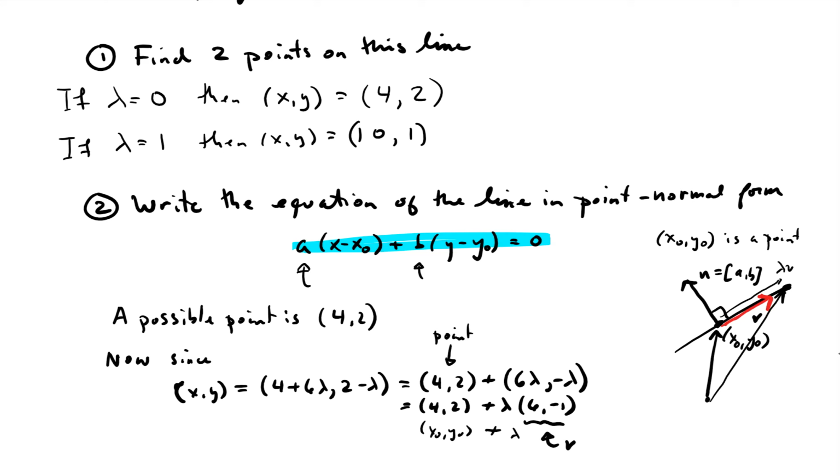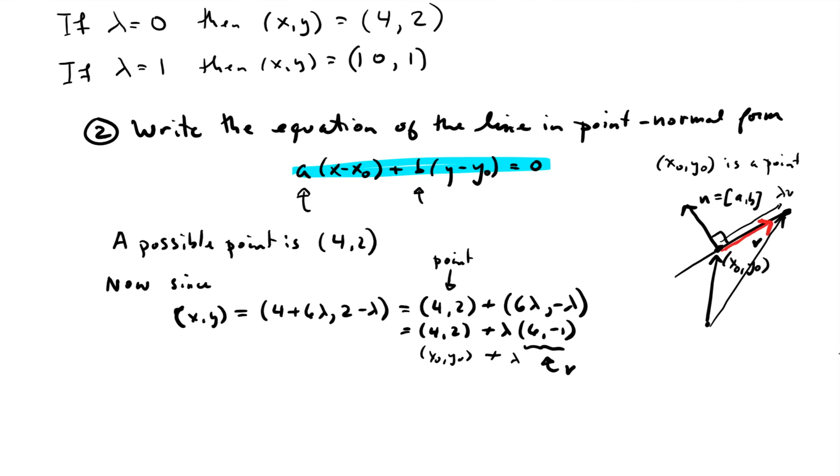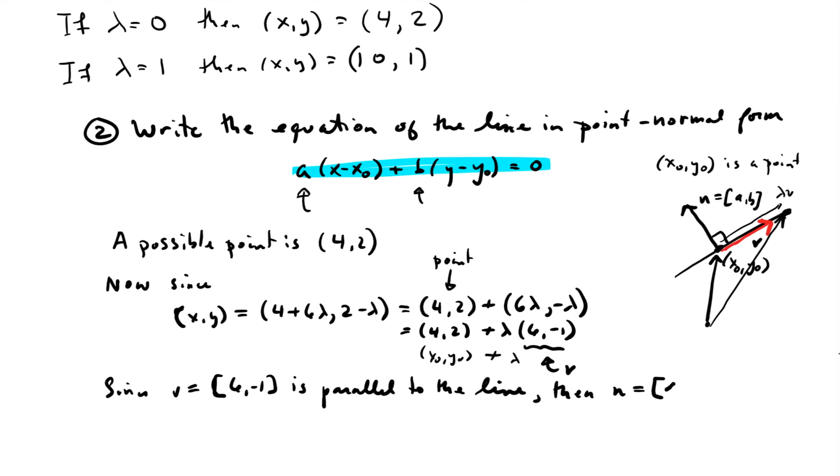So v is (6, -1). How do I get n? n is any vector that's perpendicular to v. Since v equals (6, -1) is parallel to the line, then n equals, I could choose (1, -6), for example, because it makes a dot product with v of 0. Remember, that only works in R2: if I want a vector perpendicular to another vector, you just switch around the coordinates and hit one with a negative sign.